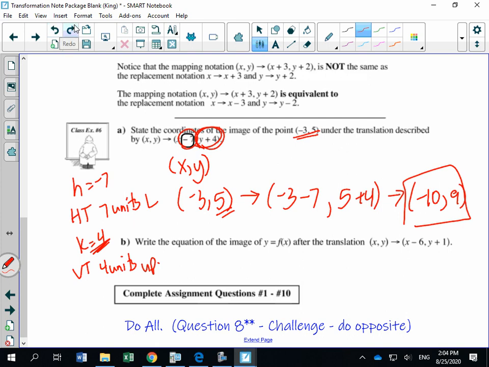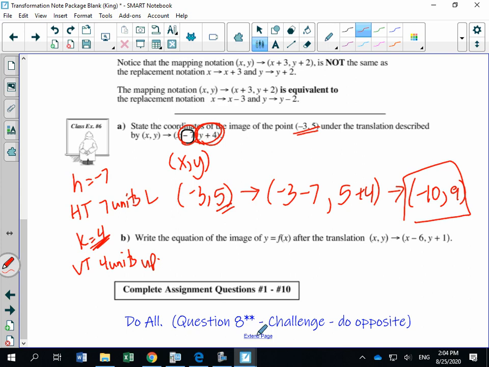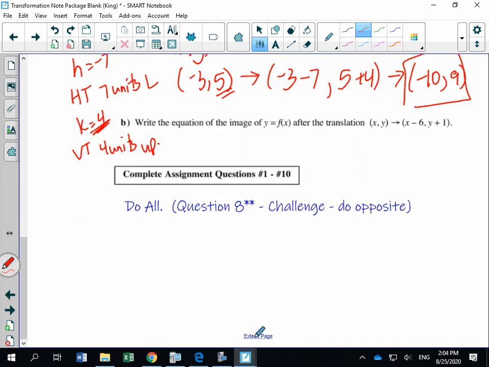Okay, let's do B. Write the equation of the image. We're not actually given a point for this one. What we're given is this equation here. What's the new equation going to be after it undergoes this translation? What you should see is that, remember, is your H value.